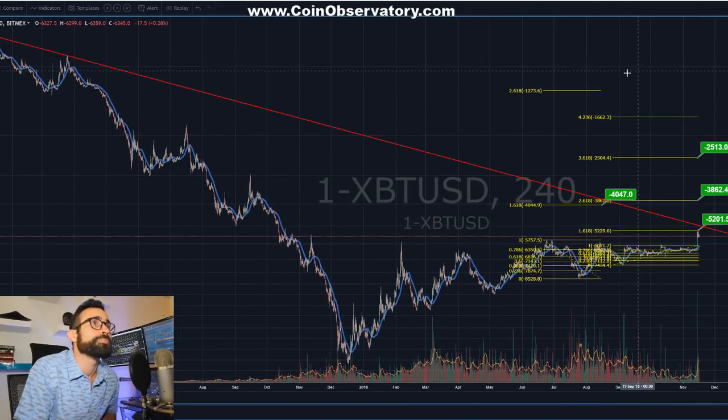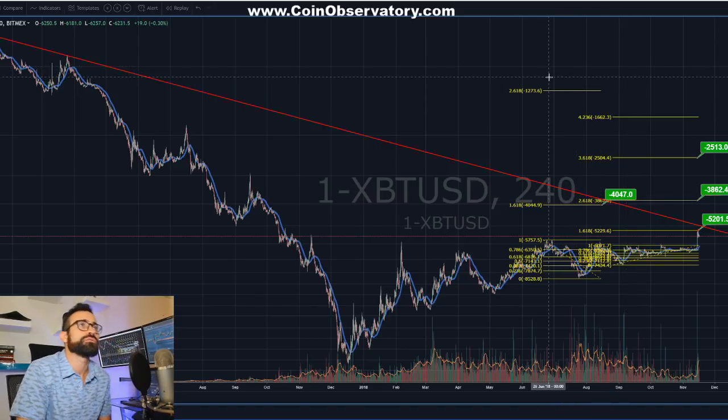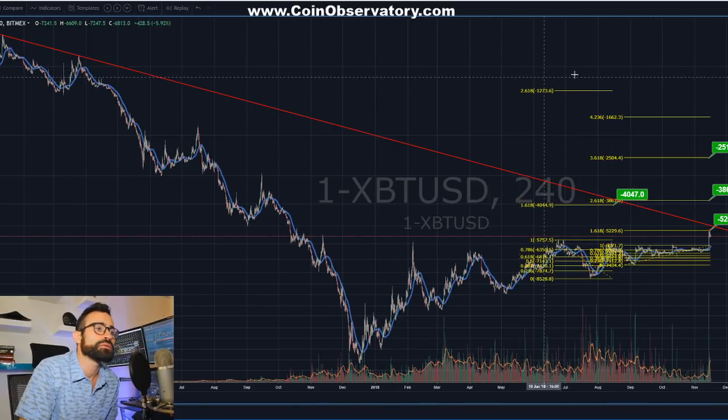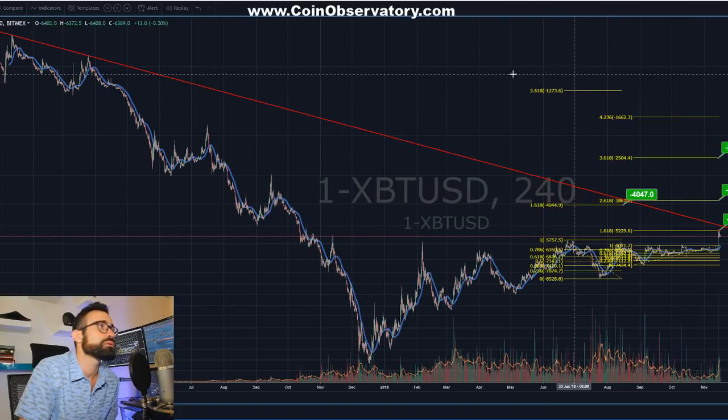All right. So on the chart, I've actually got an inverse BTC, like a 1 minus. So we're looking at BTC upside down.